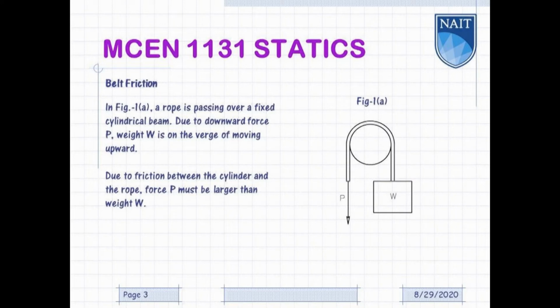In Figure 1a, a rope is passed over a fixed cylindrical beam. Due to downward force P, weight W is on the verge of moving upward. Due to friction between the cylinder and the rope, force P must be larger than weight W.